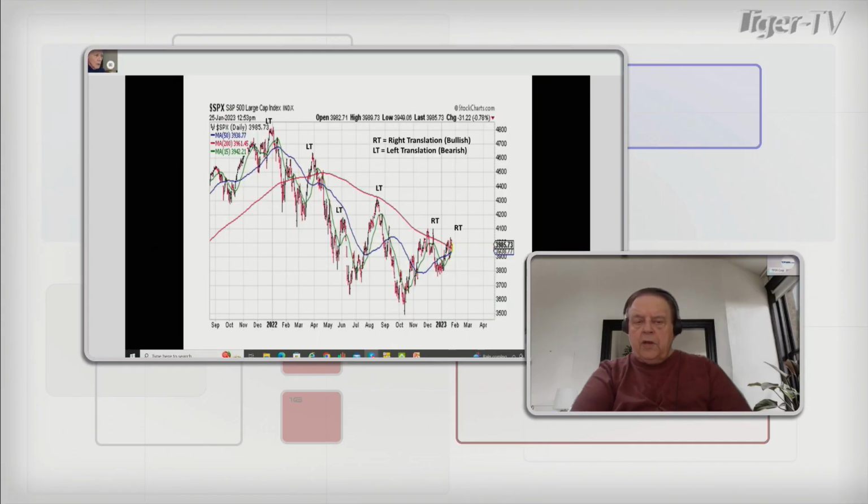This next chart is the cash S&P index, and I think you should give us your description of right translation and left translation again, because it's always good to hear, because you really know this stuff as well as anybody I've ever talked to. So please continue. Yes.